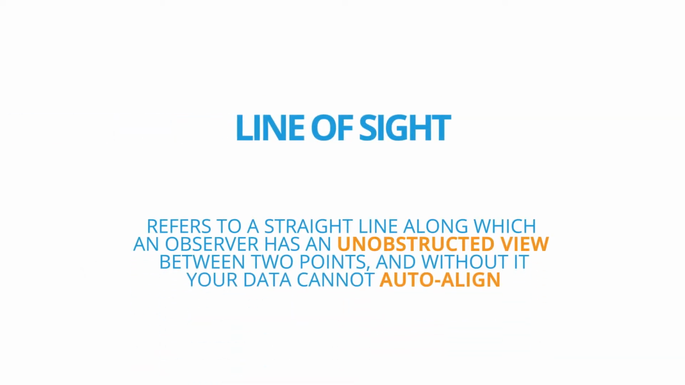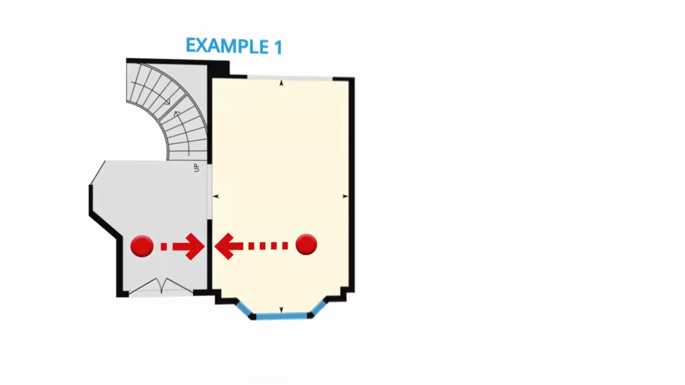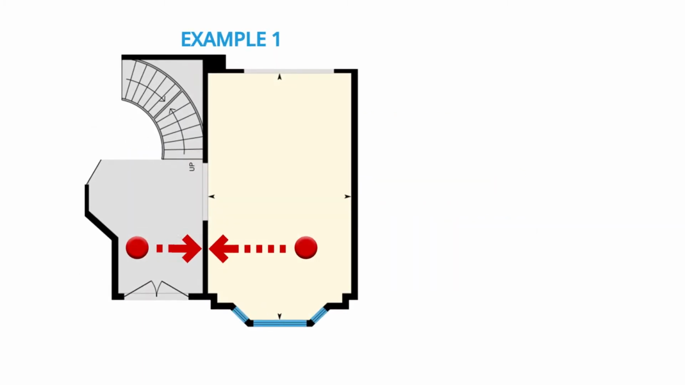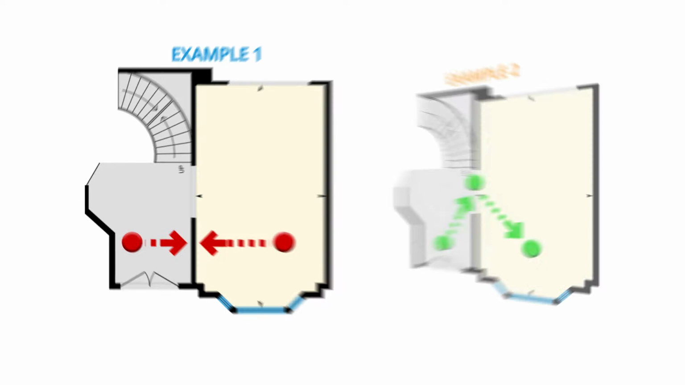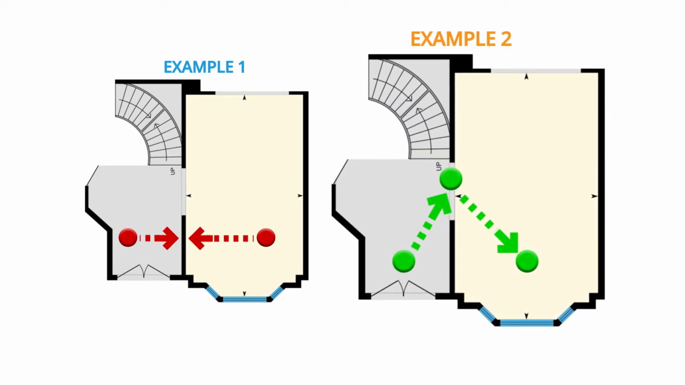Line of sight refers to a straight line along which an observer has an unobstructed view between 2 points, and without it, your data cannot auto-align. The left image is portraying no line of sight within a space, whereas the right image shows the correct method to capture this space.